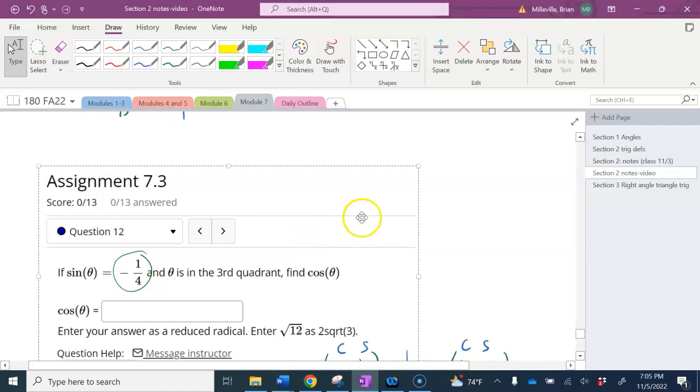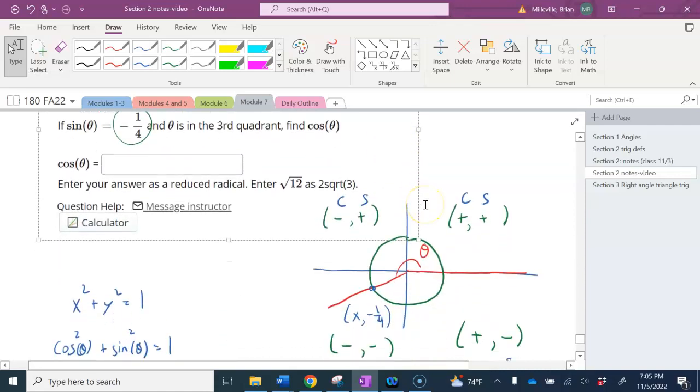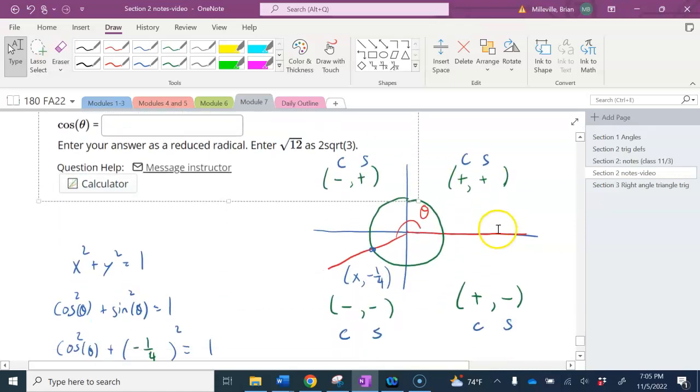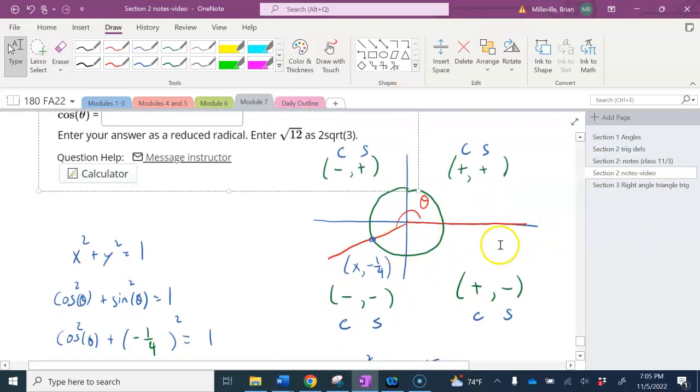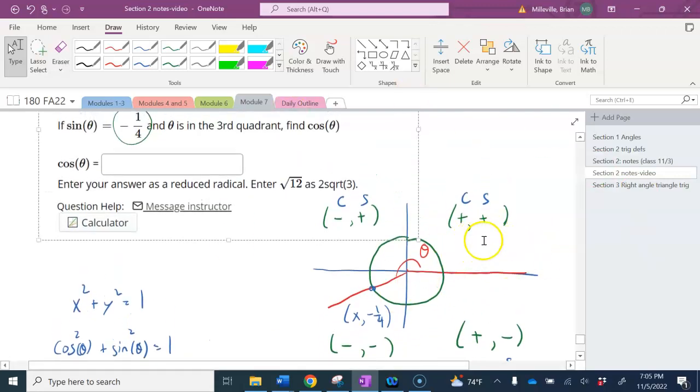Okay, so here's what we're going to do. We're going to figure that out, and we'll come back to this. Let's just do this first, and then we'll look at the breakdown of the problem. We'll use this here.